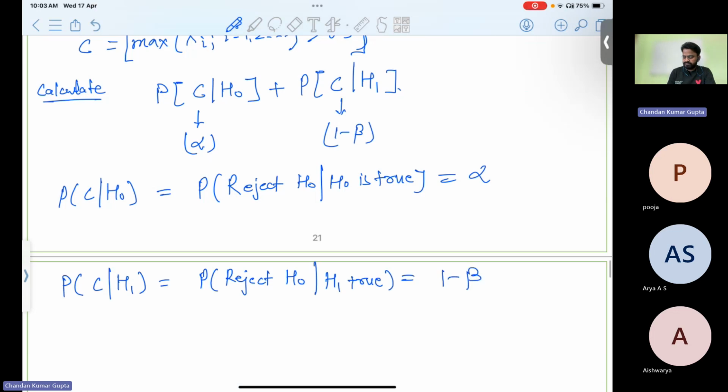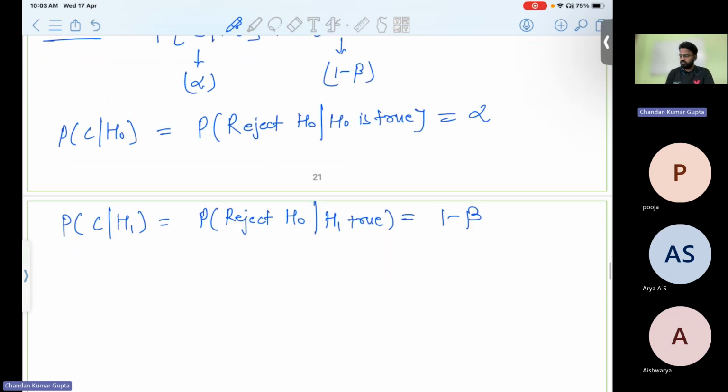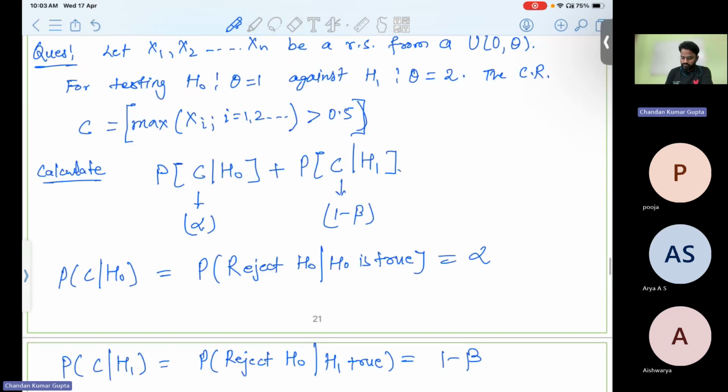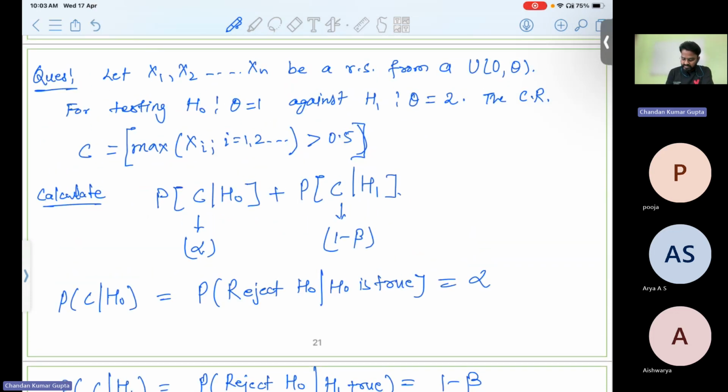This is the power of the test. So we need to calculate alpha and 1 minus beta. Either you calculate alpha and beta and then 1 minus beta is calculated and then solve, or you may solve it directly. But one thing that I want to focus on is the maximum of xi. We need to find the distribution of the maximum of xi.